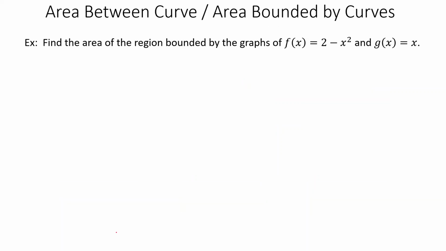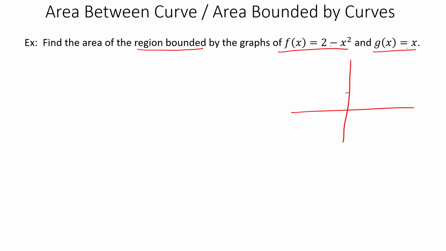All right, so here's an example. Find the area bounded by the graphs of f of x equals 2 minus x squared and g of x equals x. So let's see, I know this is a parabola opening down, and I know this is a line with a slope of 1, but the region bounded by them, I don't really know what that looks like. So what I need to do first is graph both of them and see which one's on top, which one's on bottom, and where they cross.